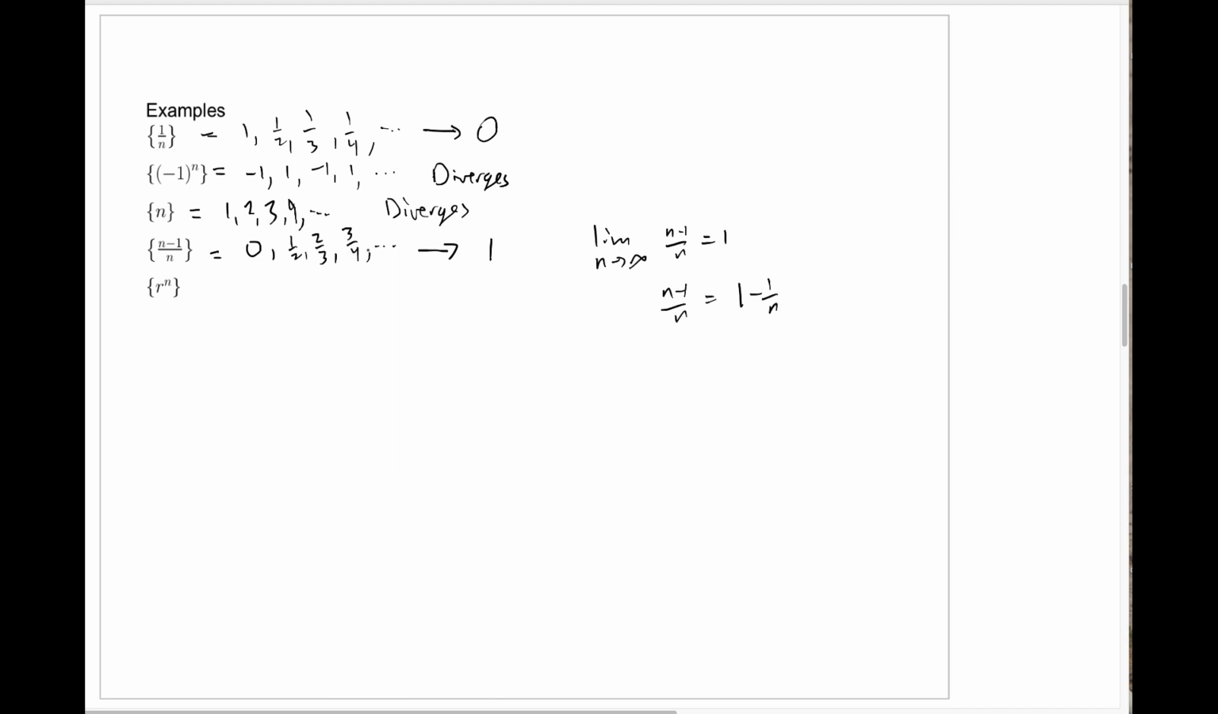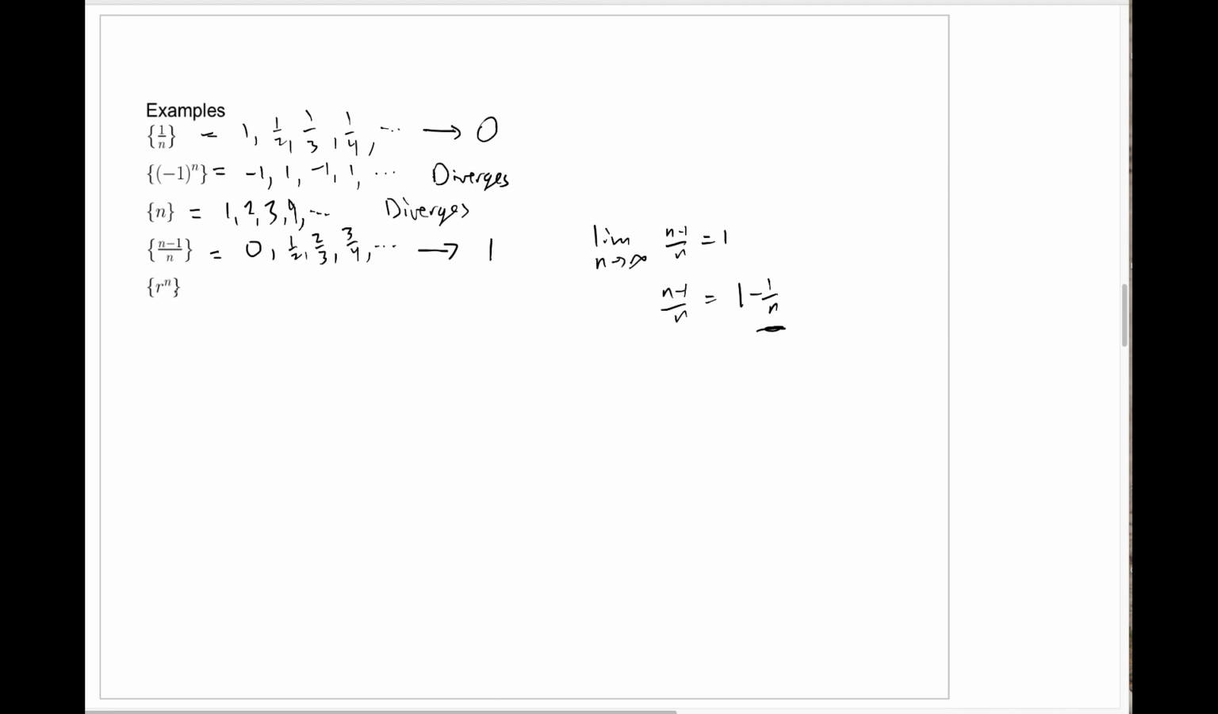So I claim the terms in this sequence do get and stay really close to 1. How close? Well, the nth term is exactly 1 over n away from 1. So if I want the terms to be within a millionth of 1, again, I can go out to the million and first term, and from there on, all the terms are within a millionth of the number 1.